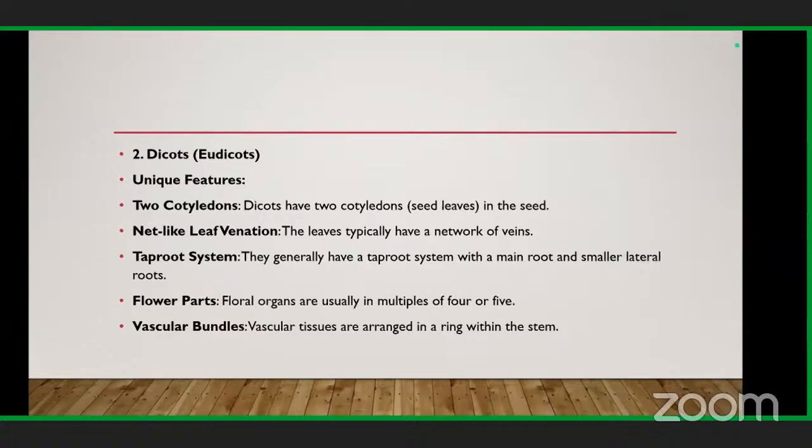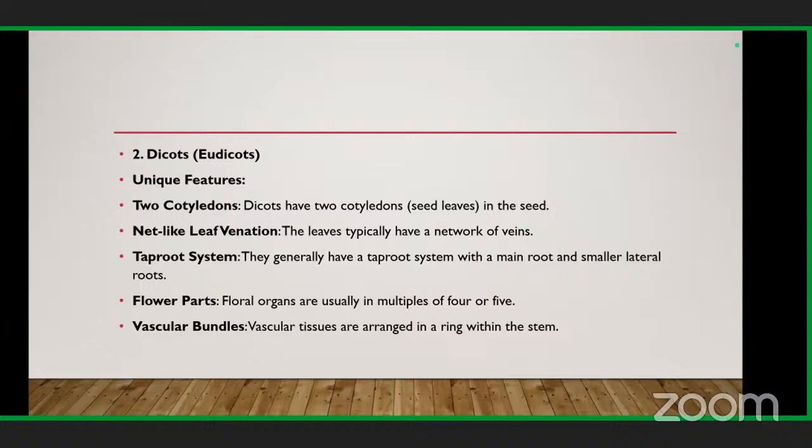Next is the dicots, which are also known as eudicots. So unique features, of course, two cotyledons. Dicots have two cotyledons, seed leaves in the seed. Then venation is net-like leaf venation. It has a network of veins. Number 3, it is taproot system. Earlier in monocot, it is fibrous root system. So they generally have a taproot system with a main root and smaller lateral roots.